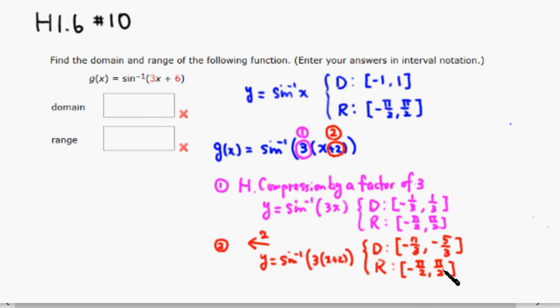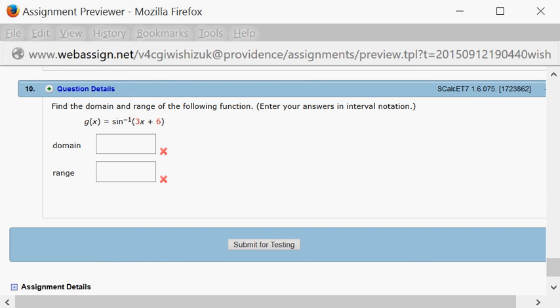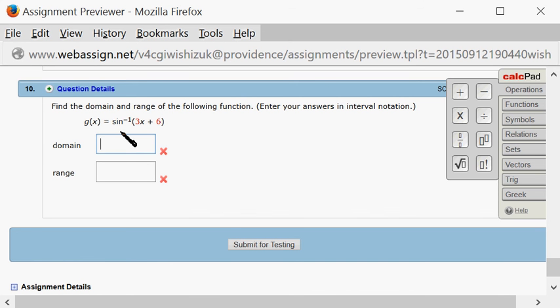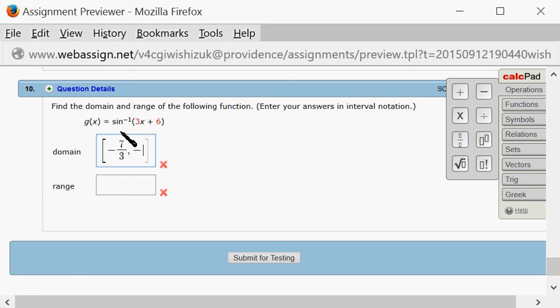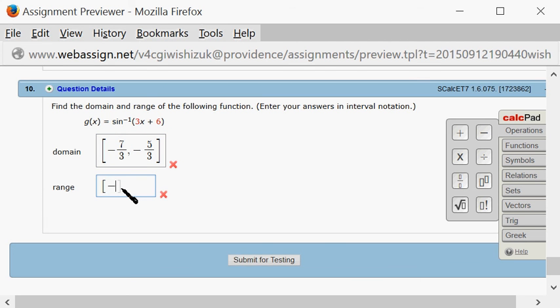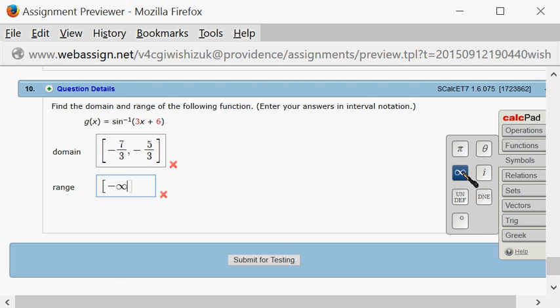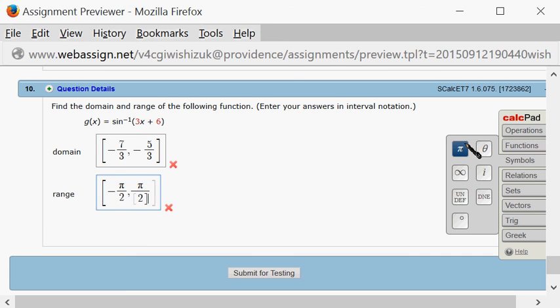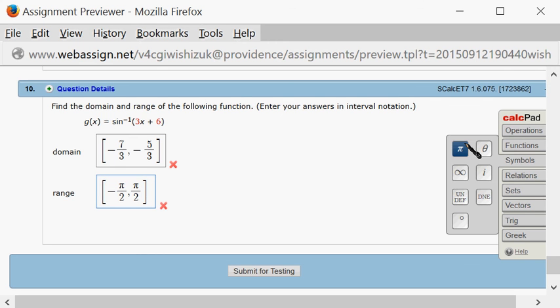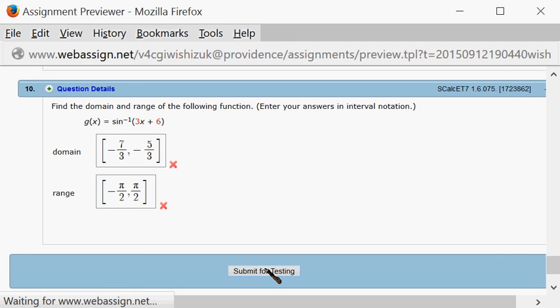So that's that. Let's type it in. The domain is going to be -7/3 to -5/3. The range is -pi over 2 to +pi/2. Let's submit for testing.